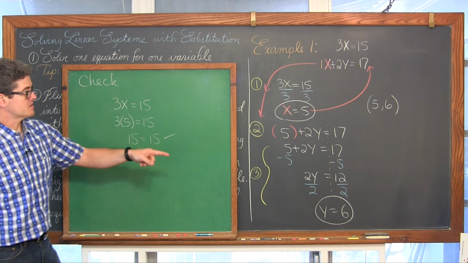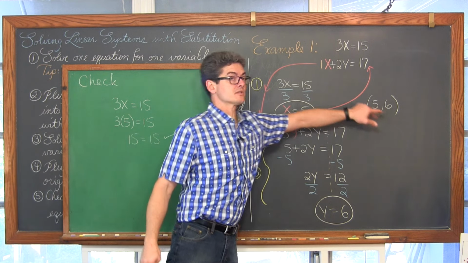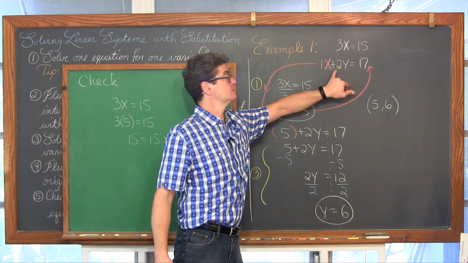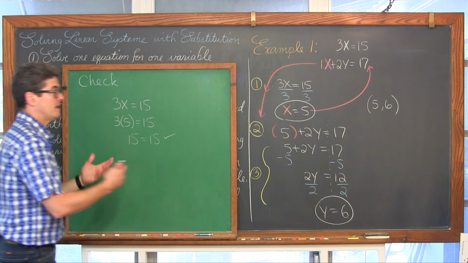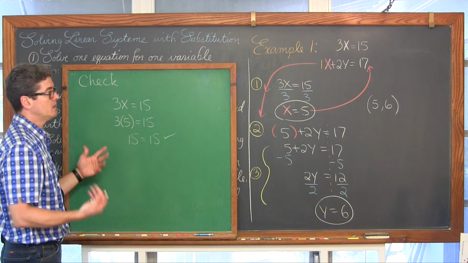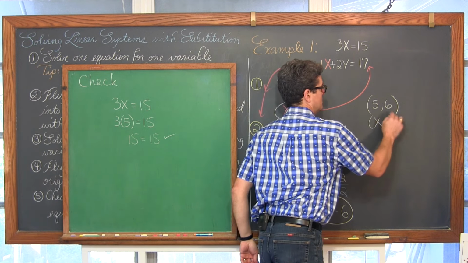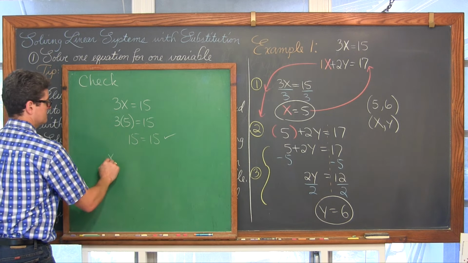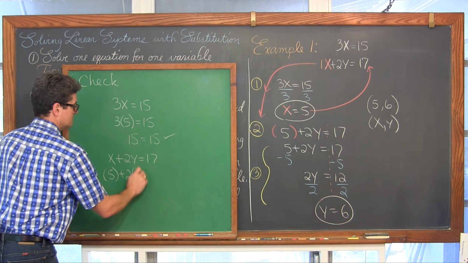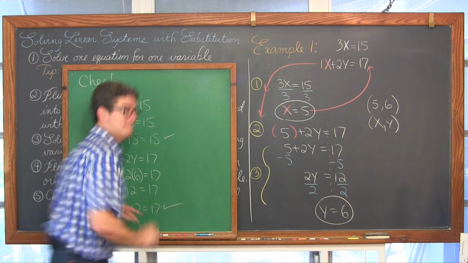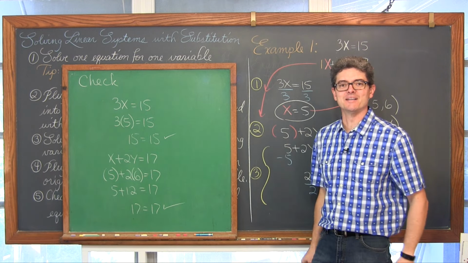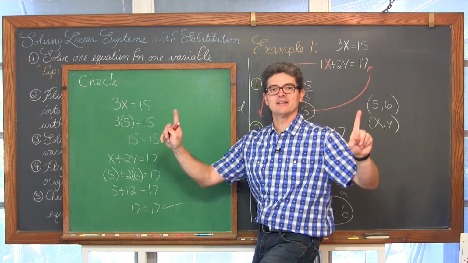Now, is the coordinate 5, 6 on this second line? Does it make both sides of the equation equal when you plug in those values of x and y? Bam! And indeed it does. On to example 2 right now.